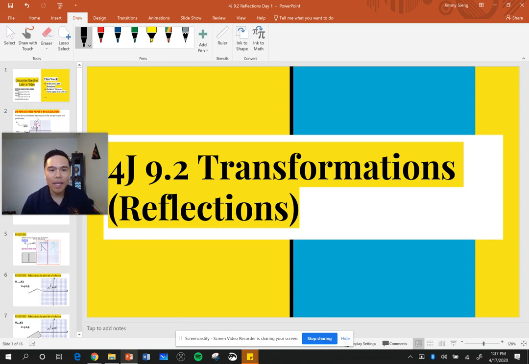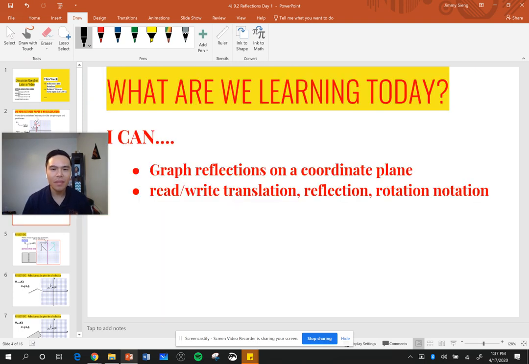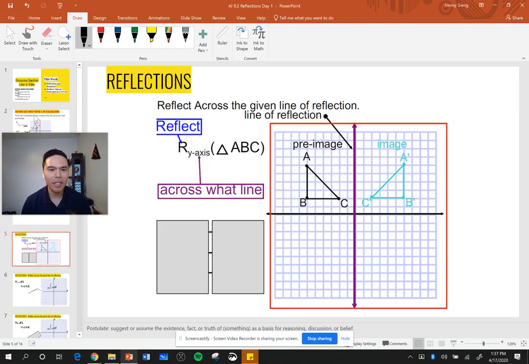All right, so today we're learning about reflections. We'll do some example problems, and then I've got your discussion question at the end, okay? Today you should be able to graph a reflection on a coordinate plane and be able to read and write, particularly with reflection notation, okay? Let's get started.